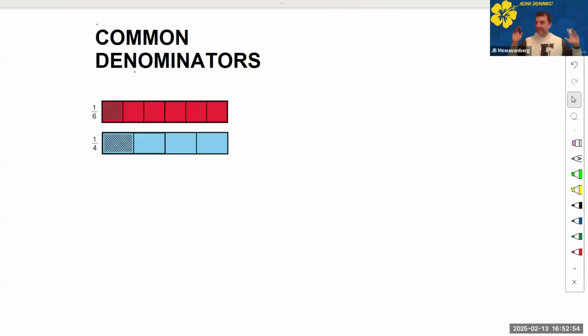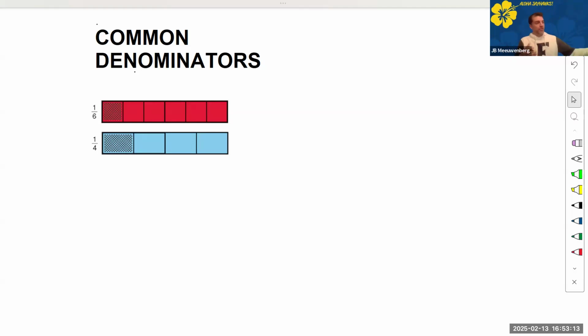Let's talk about common denominators. Why wouldn't we? Common denominators have so many purposes within fractions. Often we think we need them when we add and subtract, but there are so many other uses for them and reasons why we would want to get them.